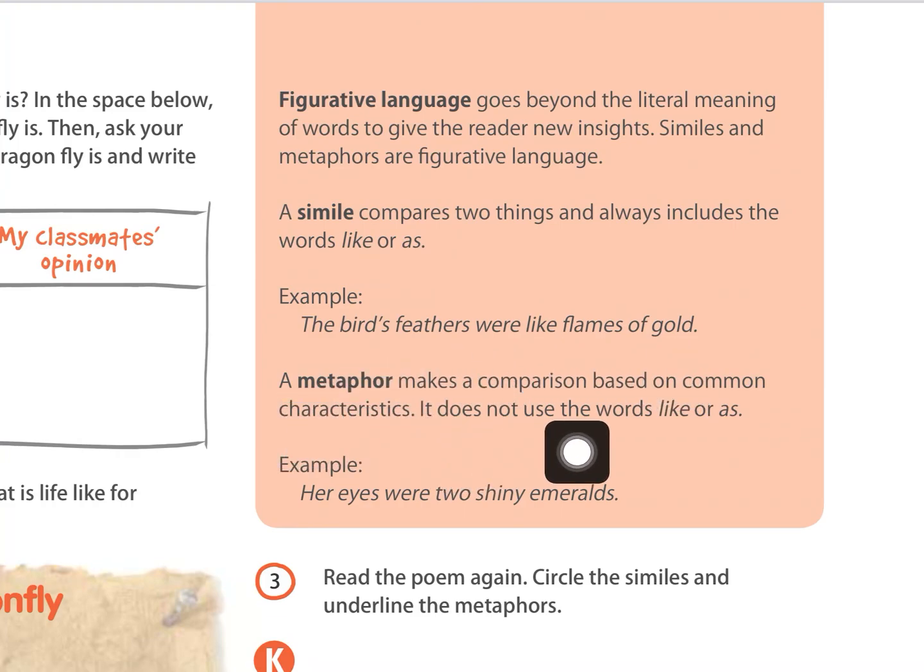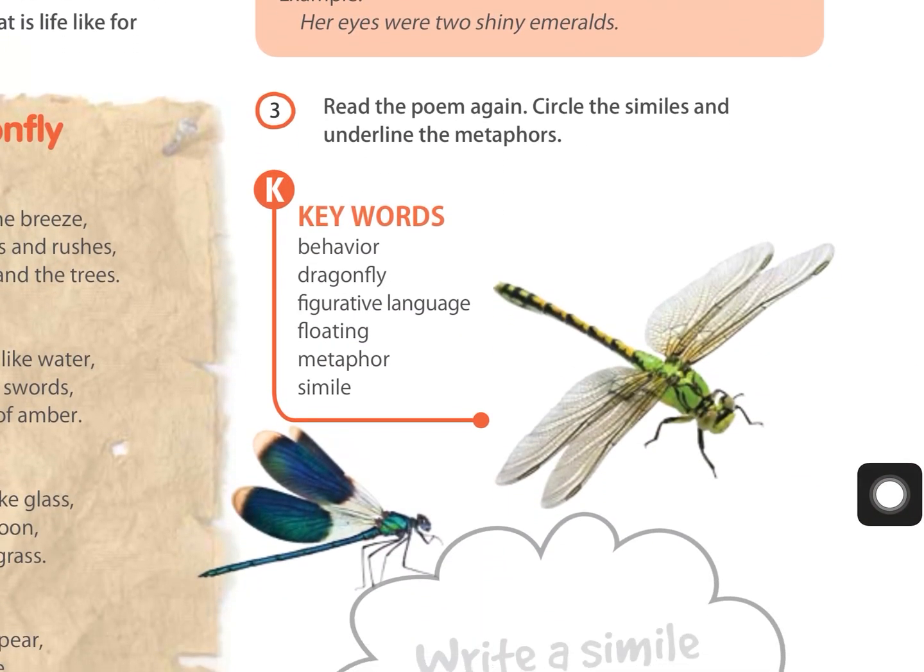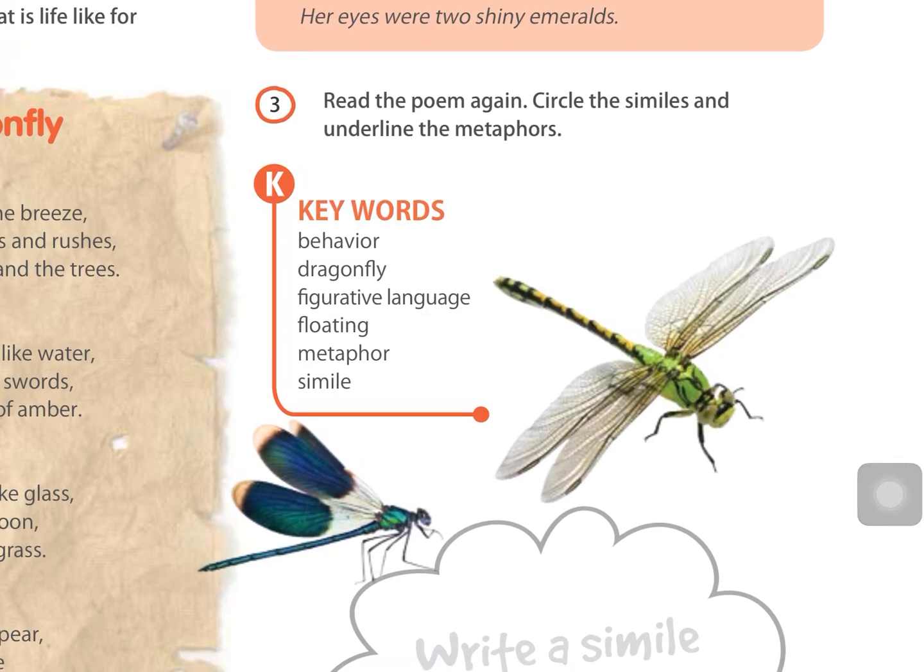A metaphor makes a comparison based on common characteristics. It does not use the words like or as. Okay? Example: her eyes were two shiny emeralds. Okay? So, we go to point number 3. Read the poem again. Circle the similes and underline the metaphors.